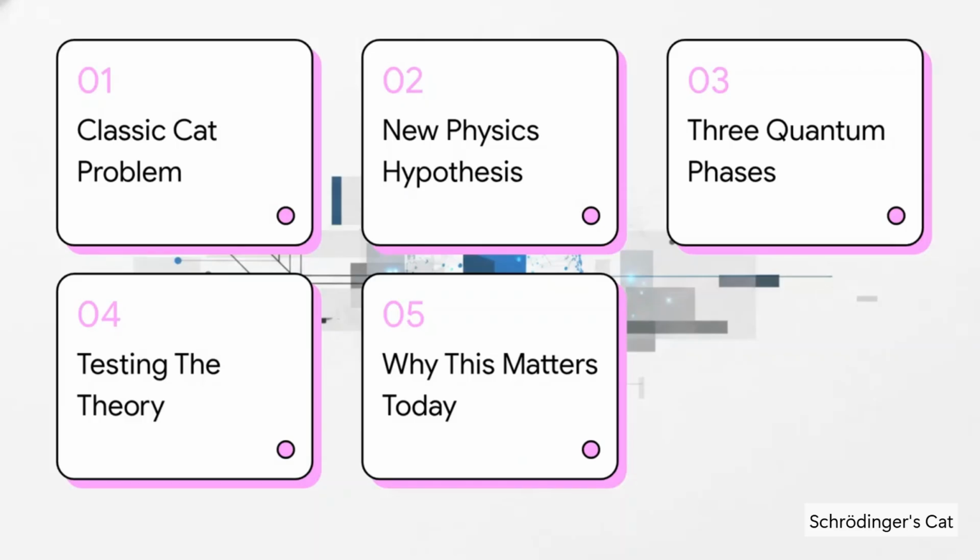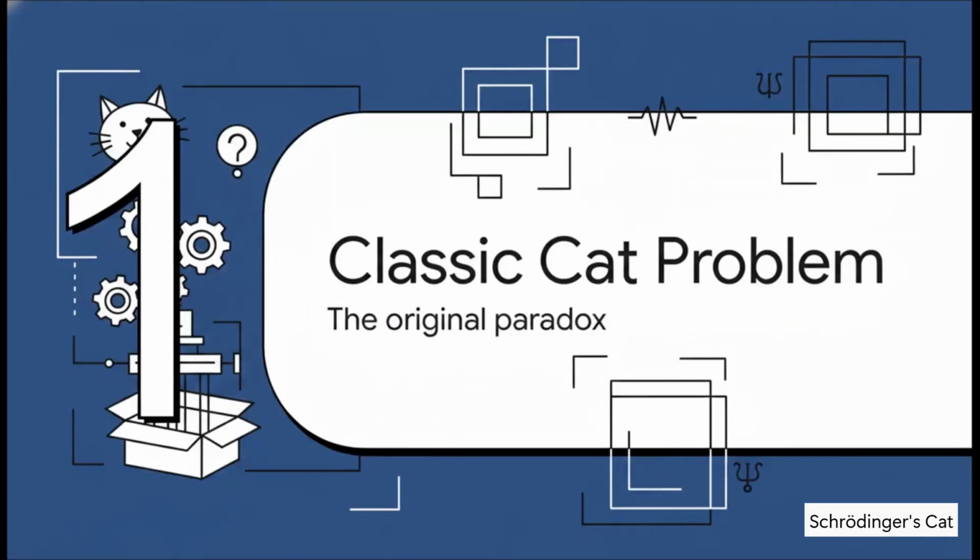Okay, let's dive into our roadmap for today. First, we'll look at the classic cat problem, then a new physics hypothesis, move on to the three quantum phases, talk about testing the theory, and wrap up with why this matters today. All right, starting off with section 1, the classic cat problem. Let's look at the original paradox.